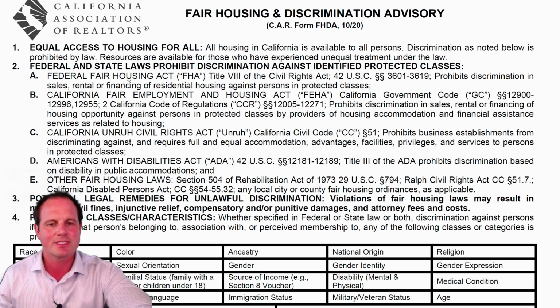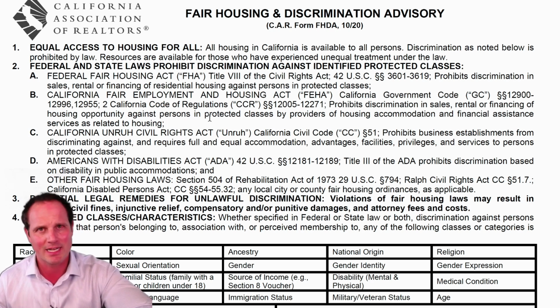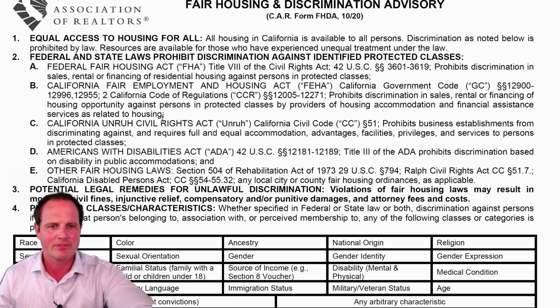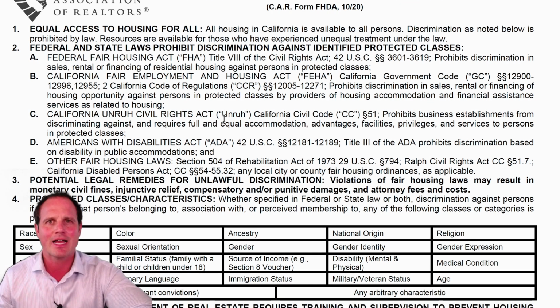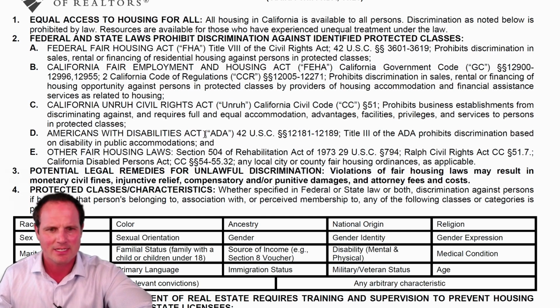First off, it mentions the different fair housing laws that there are. So there's federal and state fair housing laws that cover just about every residential property possible. So you have the Federal Fair Housing Act, the FHA. Another big one is the California Fair Employment and Housing Act. Then you have California Unruh and other acts that have been added on that have expanded the protected classes.